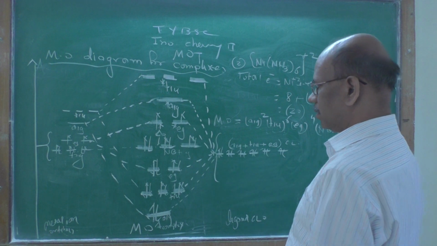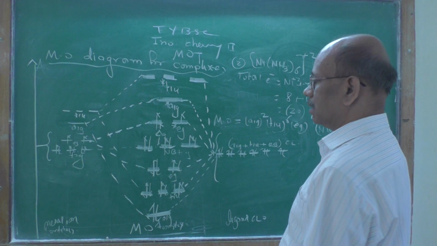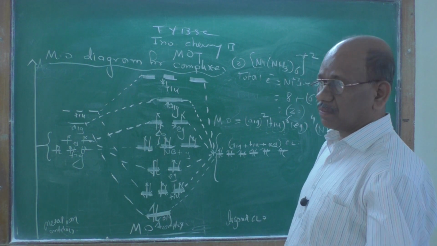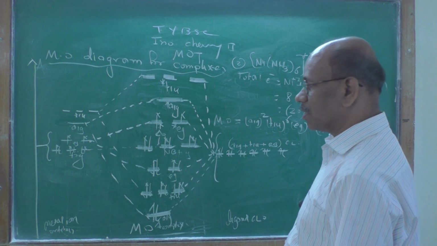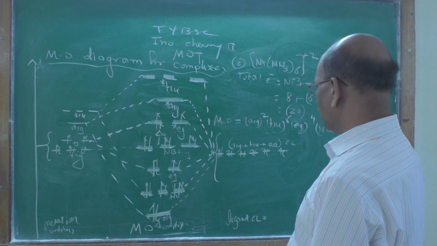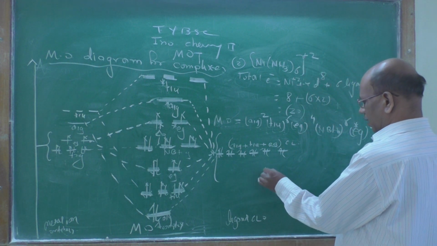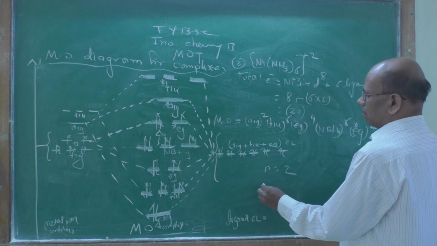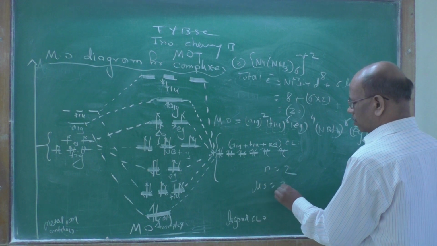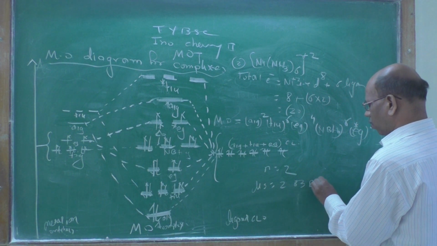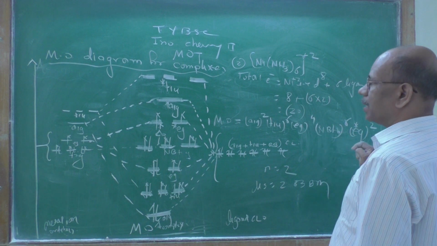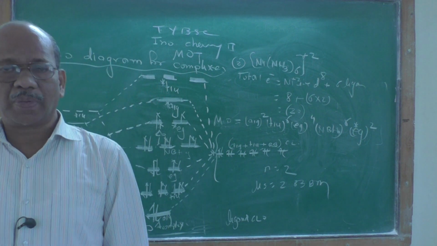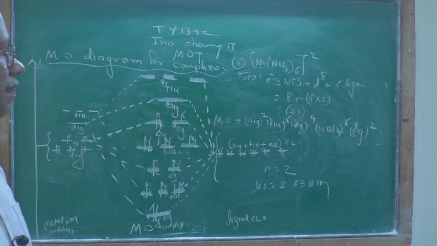The gap is small, so there is no question. It is a d8 system. For a d8 system, high spin and low spin complexes are not possible. So n is equal to 2 here. These two are unpaired electrons, so the magnetic moment is 2.83 Bohr magneton, and the complex is paramagnetic in nature. So in this way we can consider the example.